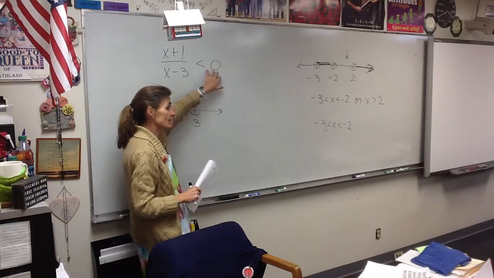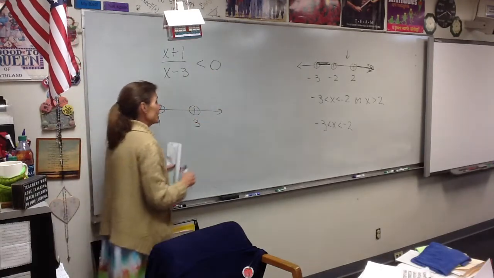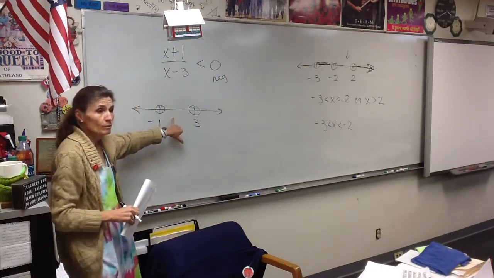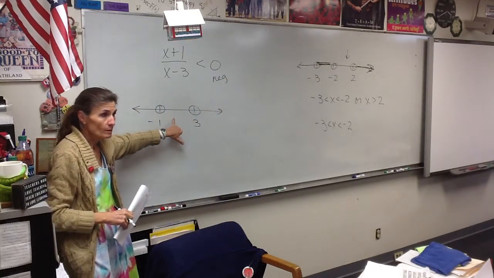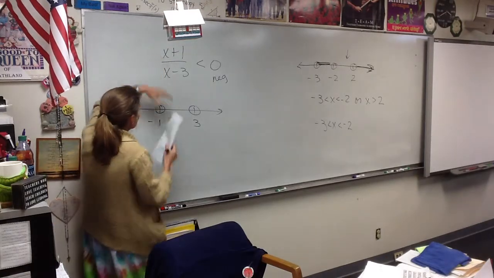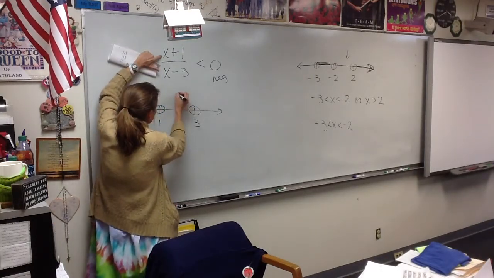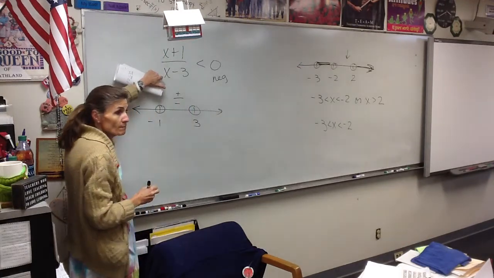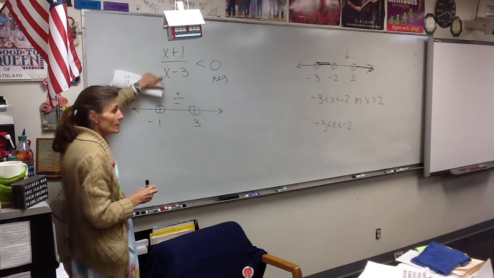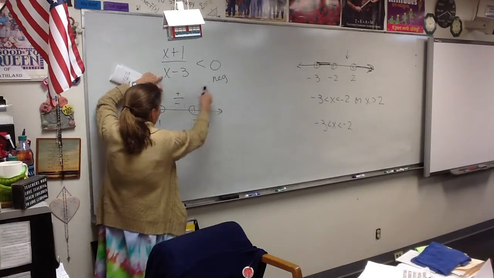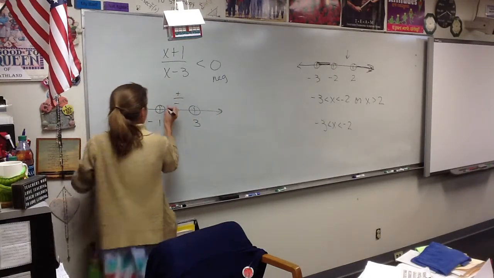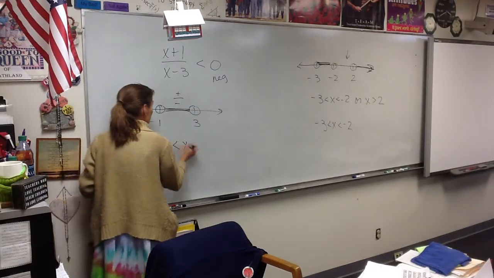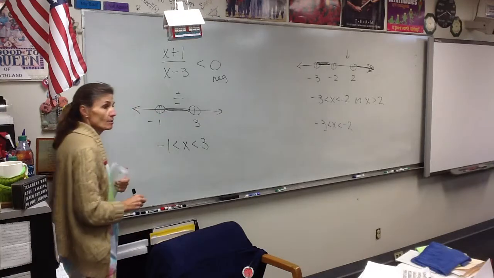What does less than 0 mean? Negative. Pick a number. Let's continue with 0. 0 would make the top of my fraction positive, but it would make the bottom of my fraction negative. Is that the kind of answer I want? So that works. Answer: -1 less than x less than 3.